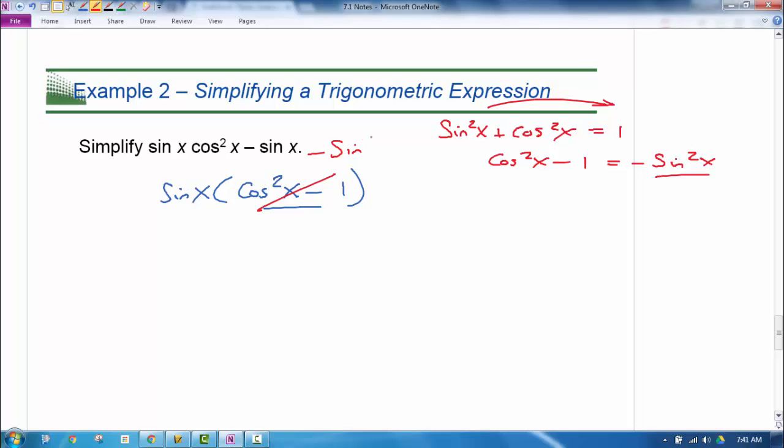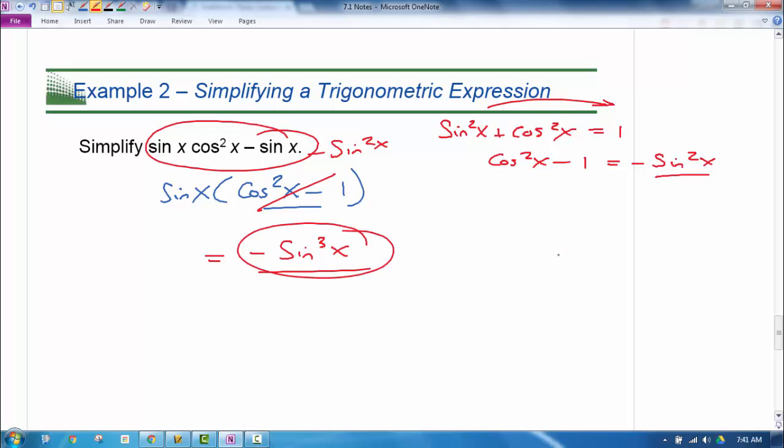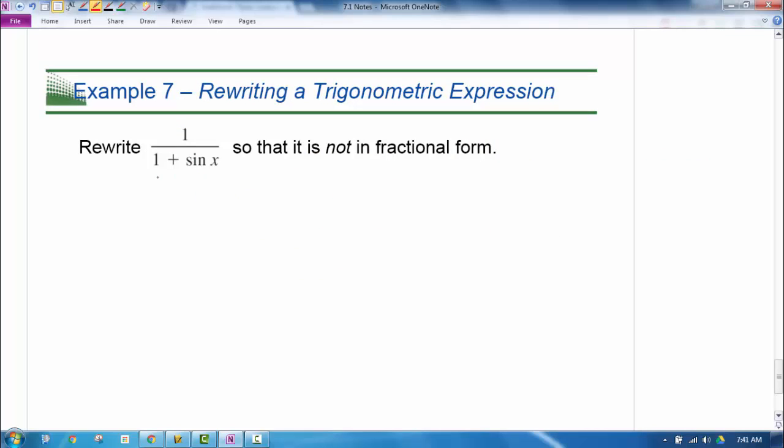So I can substitute this in right here. This would be negative sine squared of x. So this turns out to be negative sine cubed of x. And that's a little bit simplified, but it must be the same thing as this. If you were to graph these in your calculator, you would get the same function. All right, we can rewrite things like this as well as another example.